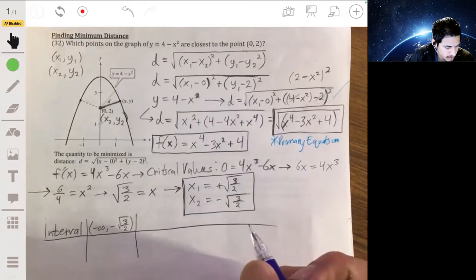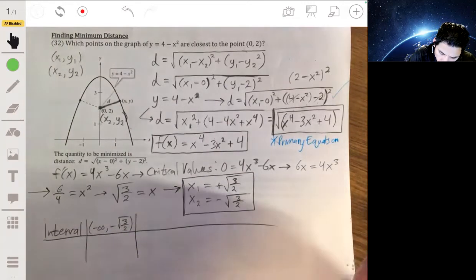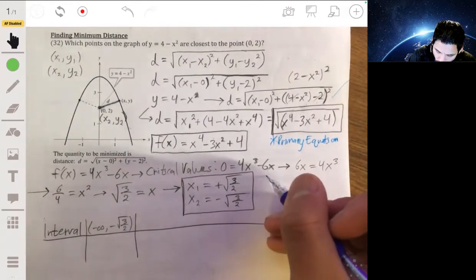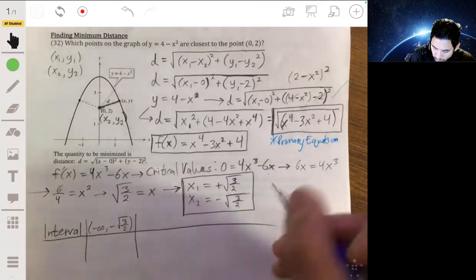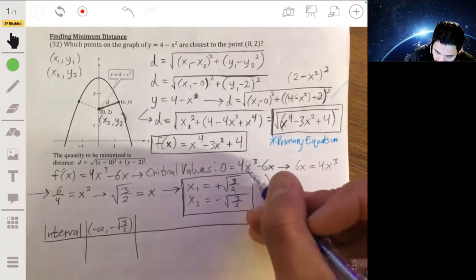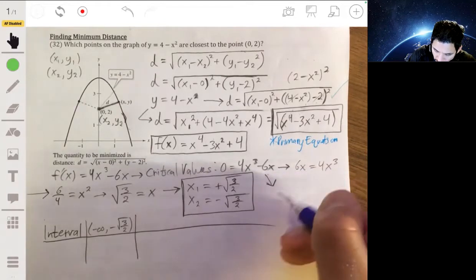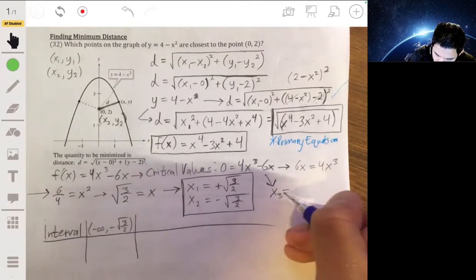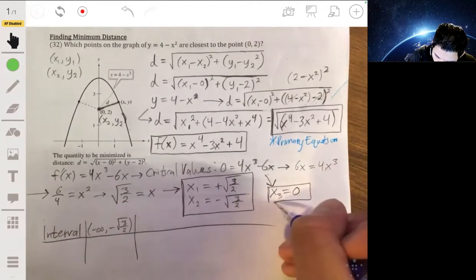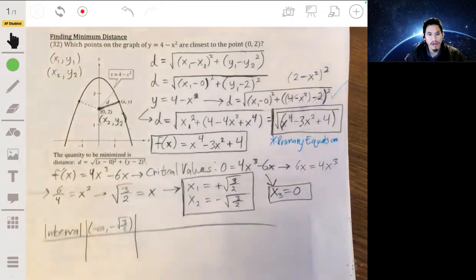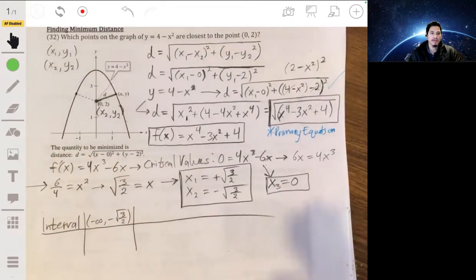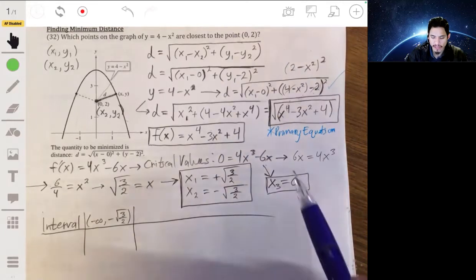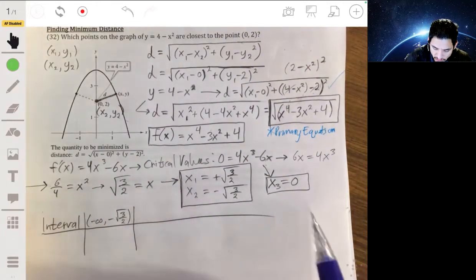And negative root 3 over 2. Oh, well, I almost forgot. Another critical value would just be 0, because this will have a solution. Let's make that x3. x3 would be 0. That would have kind of made our work a little more confusing. But okay, 3 critical values: 0, negative root 3 over 2, positive root 3 over 2.